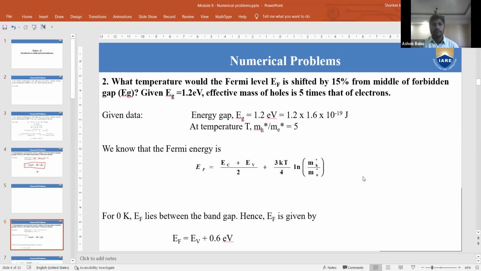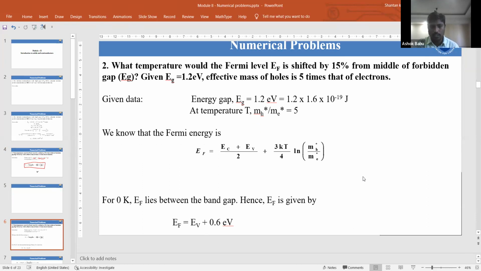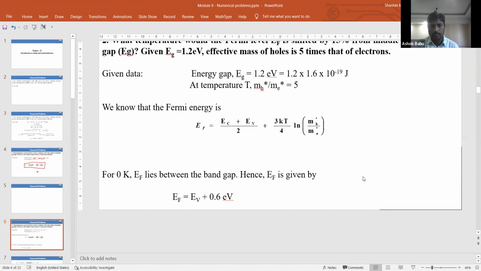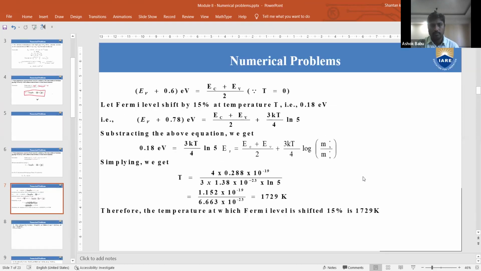And this is the solution for that. At 0 Kelvin, EF lies between the band gap, so EF equals EV plus 0.6 electron volts. After that, see the solution. At T equals 0, we know that the Fermi level is exactly EC plus EV by 2. Use that formula. I'm writing EC plus EV by 2 in place of EF.